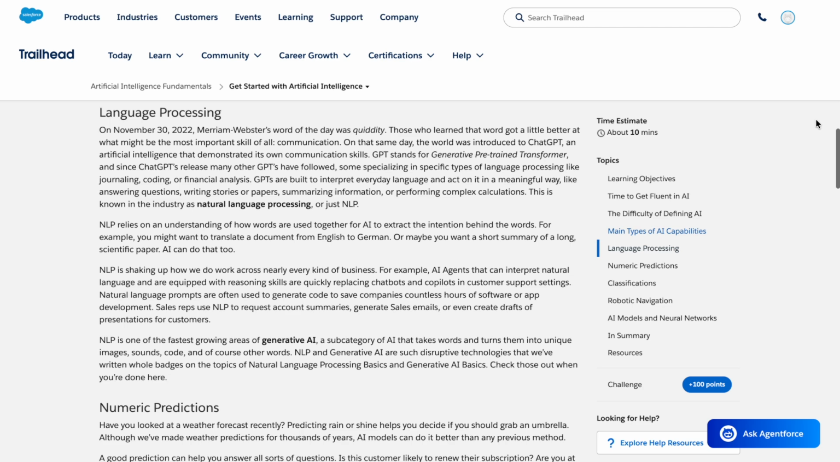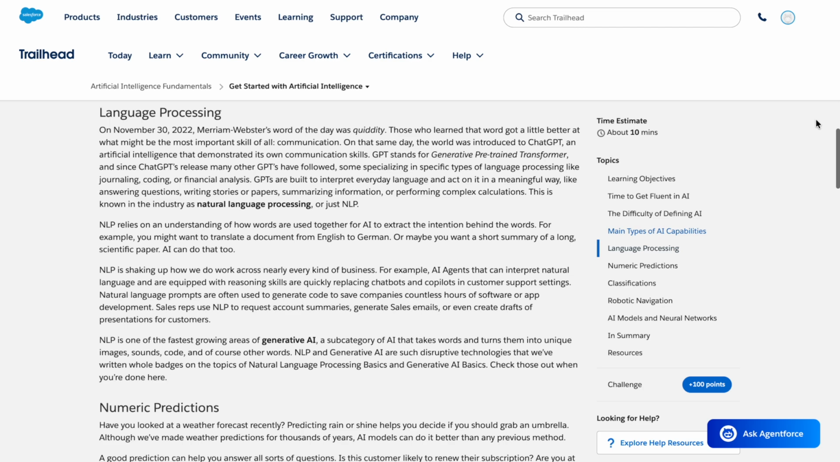GPTs are built to interpret everyday language and act on it in a meaningful way, like answering questions, writing stories or papers, summarizing information, or performing complex calculations. This is known in the industry as natural language processing, or just NLP. NLP relies on an understanding of how words are used together for AI to extract the intention behind the words. For example, you might want to translate a document from English to German, or maybe you want a short summary of a long scientific paper. AI can do that too.